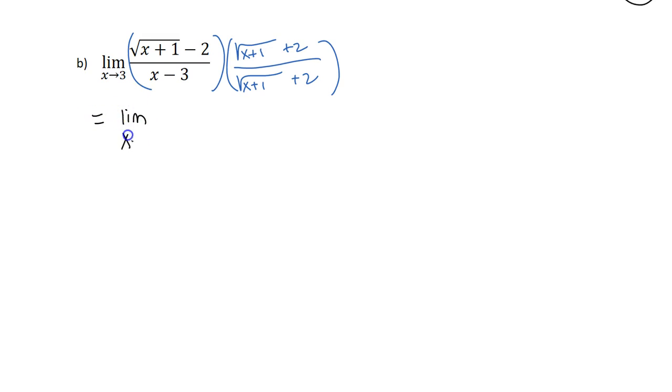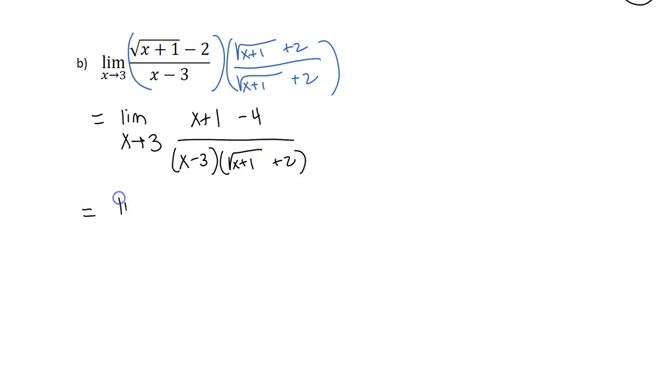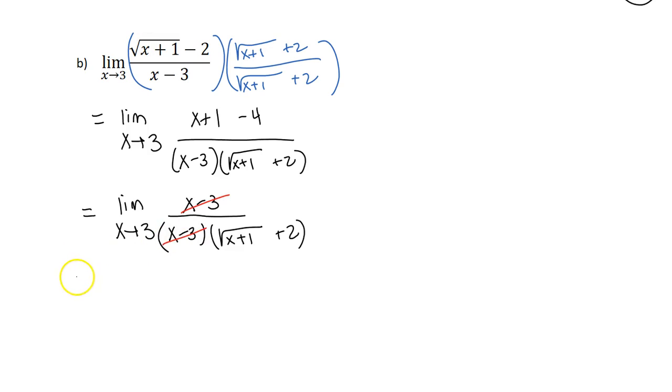So that'll be the limit as x approaches 3 of x plus 1 minus 4 divided by x minus 3 times the square root of x plus 1 plus 2, which is the limit as x approaches 3 of x minus 3 divided by x minus 3 times the square root of x plus 1 plus 2. So I'm just doing some algebra to simplify this. And now you can see that the x minus 3 cancels. So I have the limit as x approaches 3 of 1 over the square root of x plus 1 plus 2. Now that I'm plugging in the actual 3, I can drop that notation.